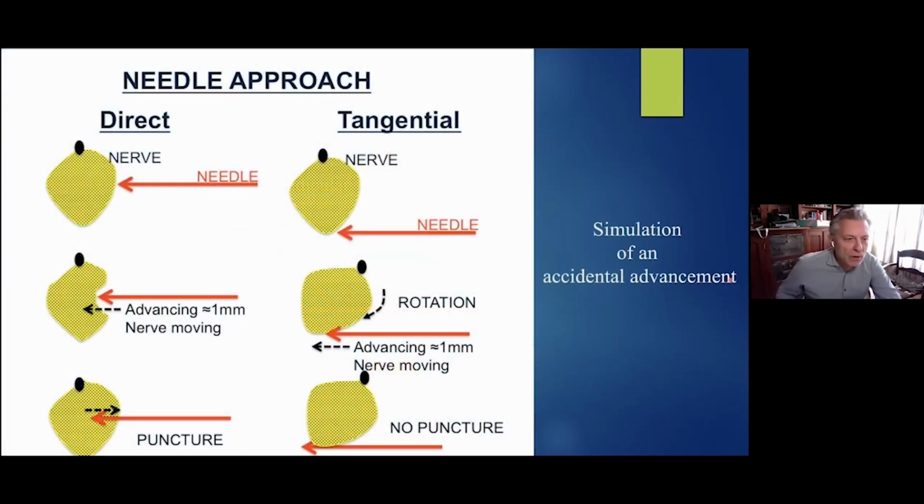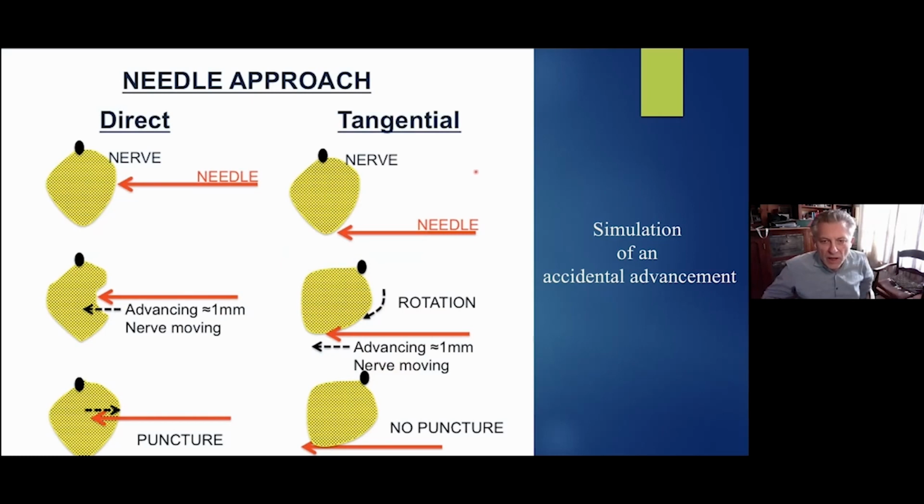When you have a direct approach, you put your needle at the edge of the nerve and you advance 1 to 2 millimeters to simulate an accidental advancement of your needle. And we see that in a lot of cases you have a puncture.